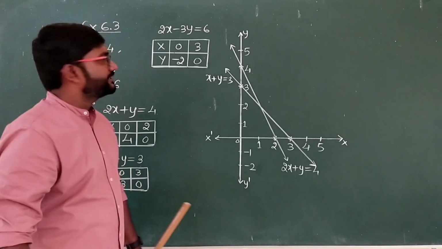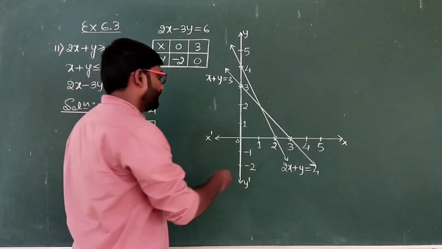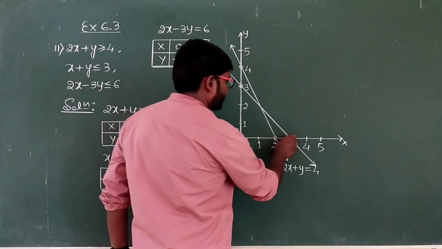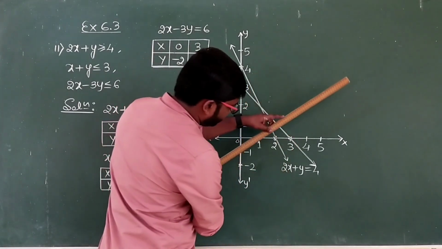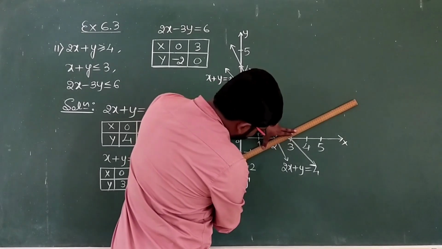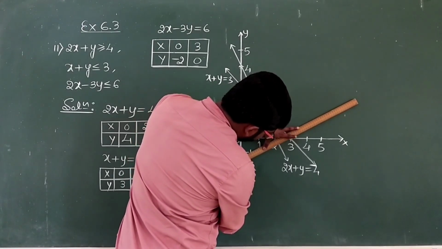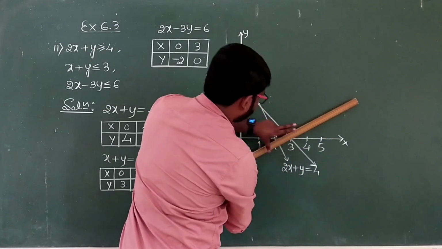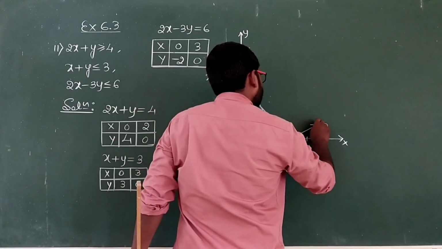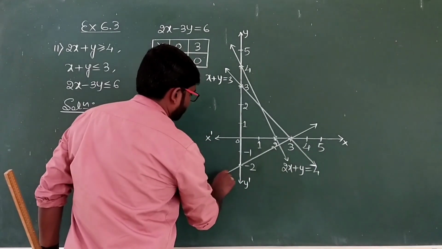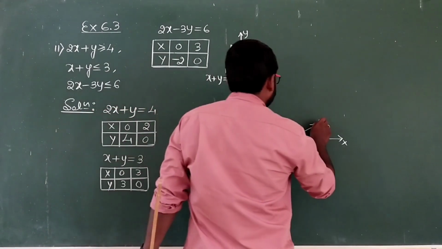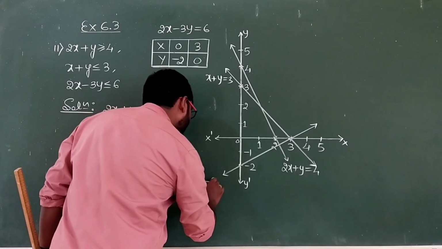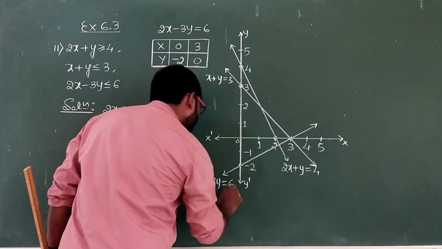And then the last one, it is 0, minus 2 and 3, 0. So x 0, y minus 2, this point, and 3, 0, it is the same point. Join these two points with the dark line, and write the equation here, 2x minus 3y equals 6.